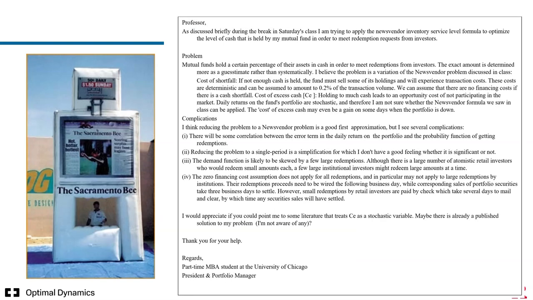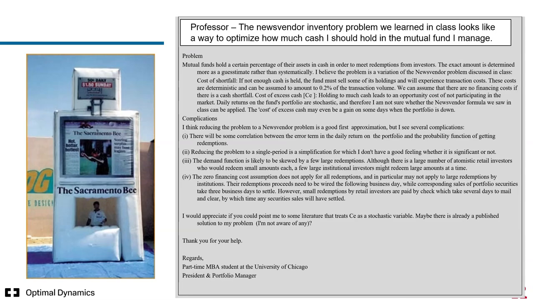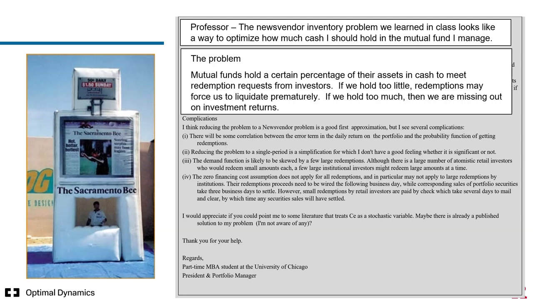Now, this is an actual email from a student at a major MBA program, and I'm not going to read the whole email. I'm going to break it down. The email starts, Professor, the newsvendor inventory problem we learned in class looks like a way to optimize how much cash I should hold in the mutual fund I manage. Okay, so the basic problem is mutual funds hold a certain percent of their assets in cash to meet redemption requests. If we hold too little, redemptions may force us to liquidate prematurely. If we hold too much, then we might miss out on investment returns.